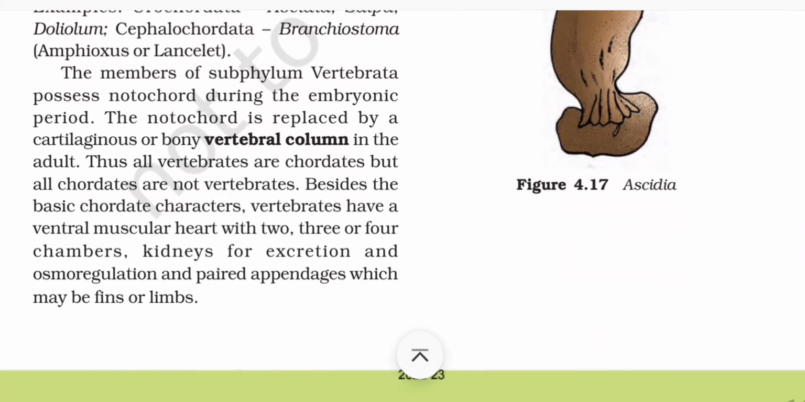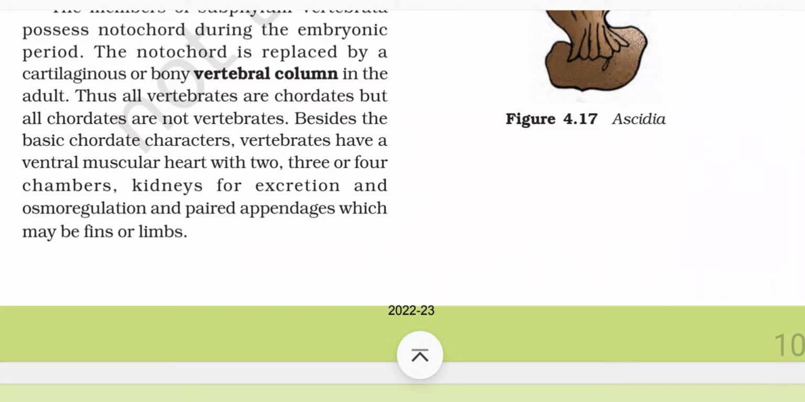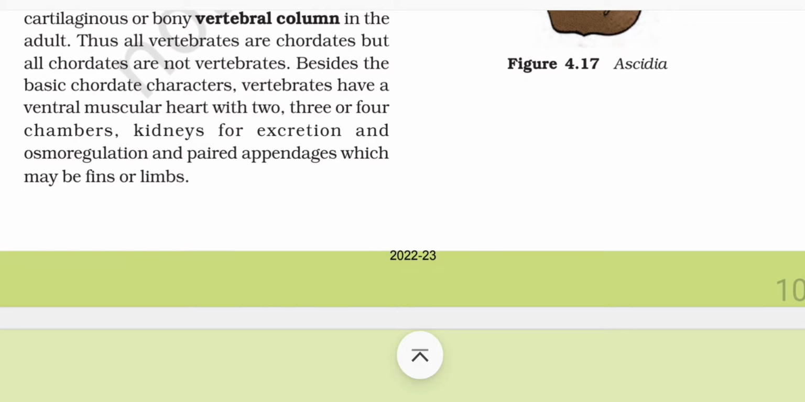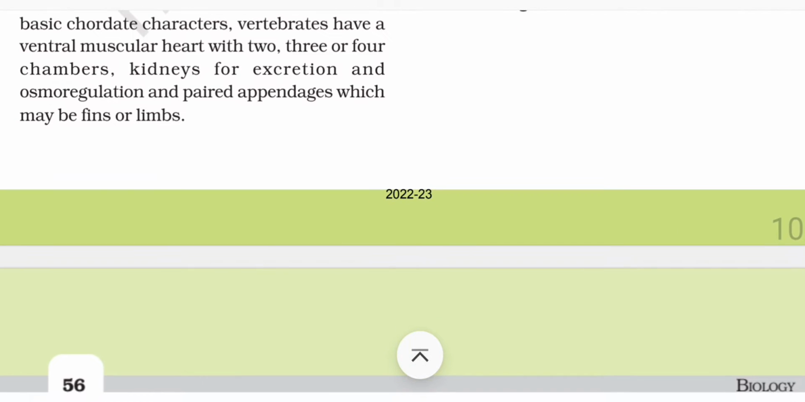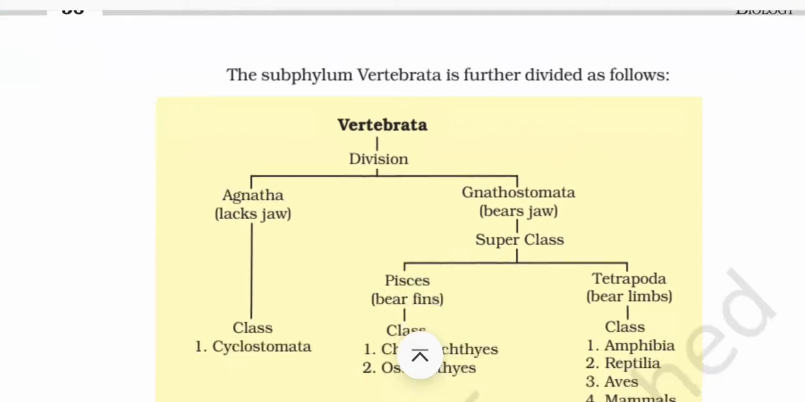The members of subphylum Vertebrata possess notochord during the embryonic period. The notochord is replaced by a cartilaginous or bony vertebral column in the adult. Thus, all vertebrates are chordates, but all chordates are not vertebrates. Besides the basic chordate characters, vertebrates have a ventral muscular heart with 2, 3, or 4 chambers, kidneys for excretion and osmoregulation, and paired appendages, which may be fins or limbs.